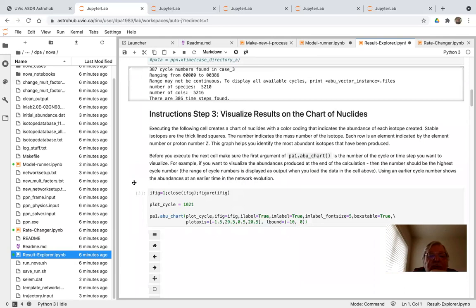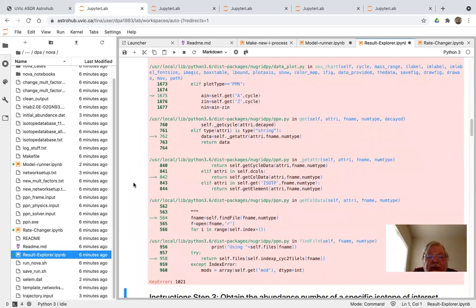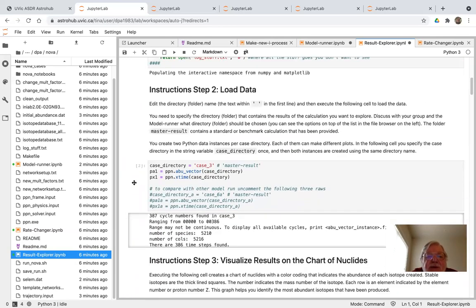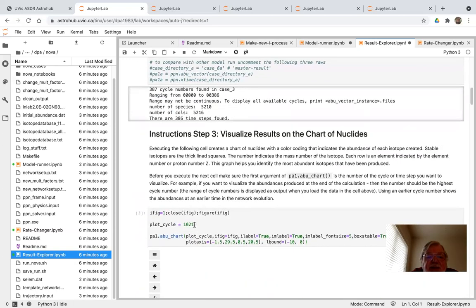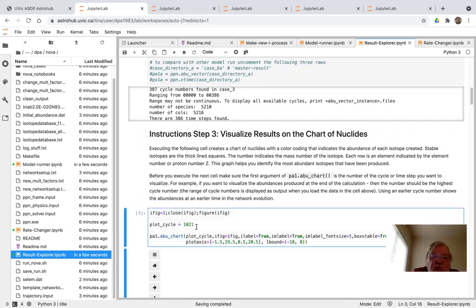Oh, what? There is no such. Yeah. There is a parameter here, the number of the cycle or time step to plot. Here I have only 386 cycles, but here I have 1,386.